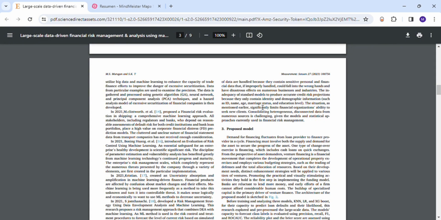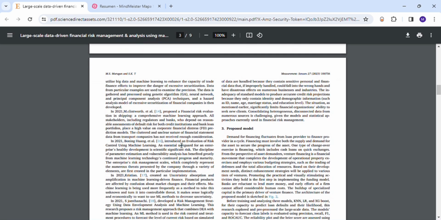In 2021, Bonnie Hyung introduced an evaluation of risk control using machine learning. An essential safeguard for an enterprise's healthy development is scientific risk control. The discipline of parameter estimation and vulnerability analysis has benefited greatly from machine learning technologies, continued progress, and maturity. The enterprise risk scales, which completely represent the numerous traits represented by a company through a variety of elements, are first created in the particular implementation.